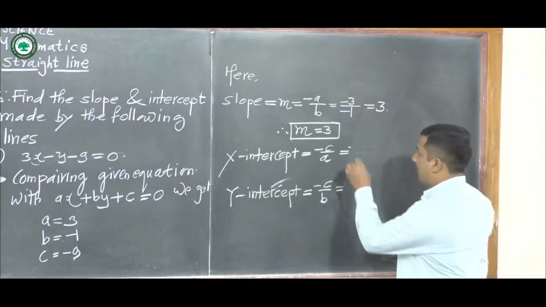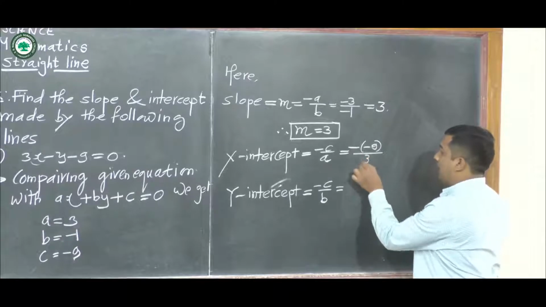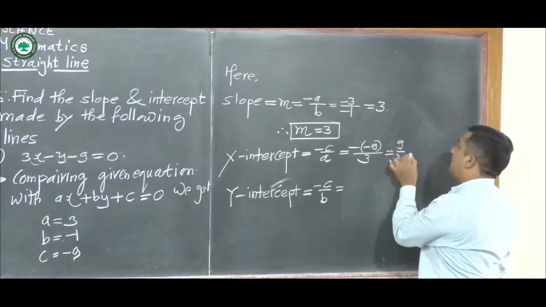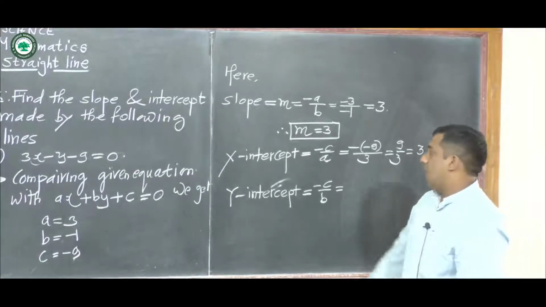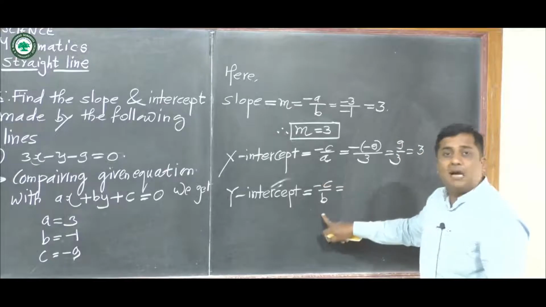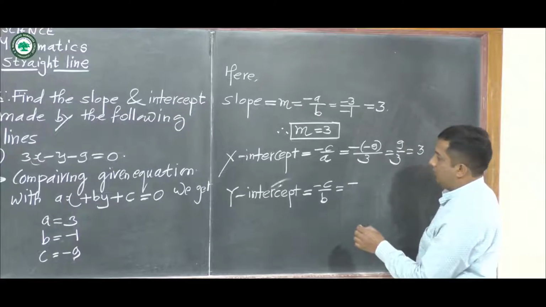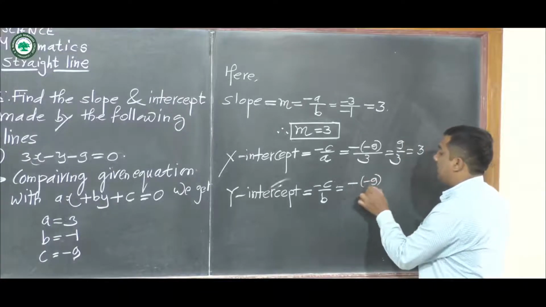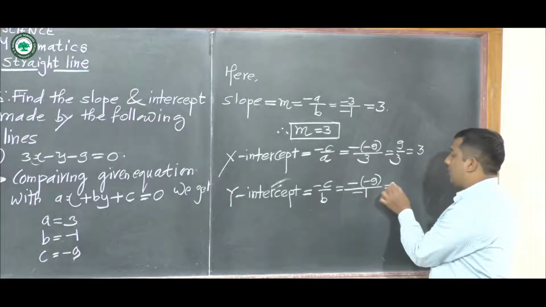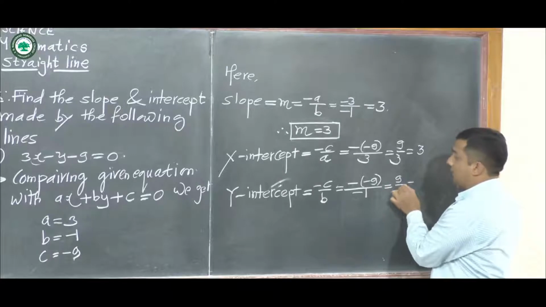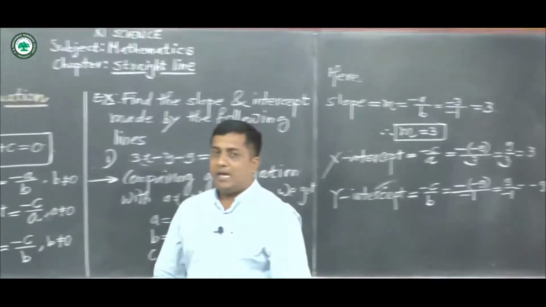We know here c is minus 9, so minus of minus 9, divided by a, which is 3. This is equal to 9 by 3, and we know 9 by 3 is 3. Then the y-intercept is minus c upon b, so minus c is minus of minus 9, which is 9, divided by b, where b is minus 1. This is equal to 9 upon minus 1, that is, we get minus 9.